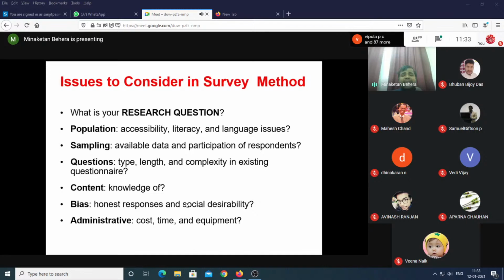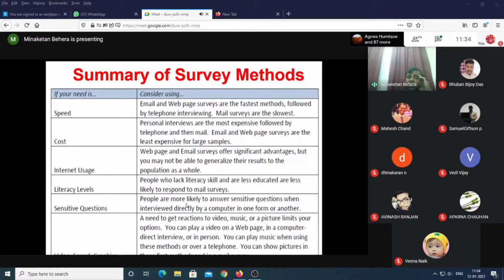I have already explained in the last class that you have to be very careful when you are doing a survey method. You have to identify your population, your sampling, your question, your content, your bias, and your cost: administrative cost, time, equipment. Everything should be ready when you are doing a survey. I have already explained this point; you just read this slide and consider all these points.